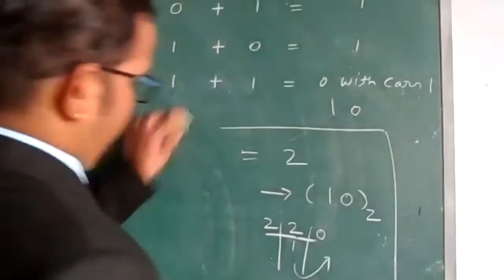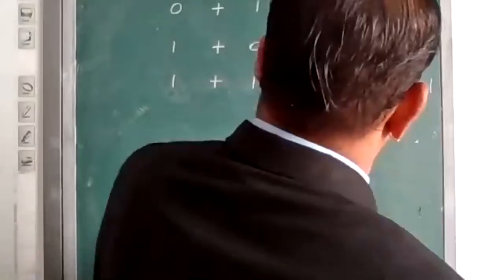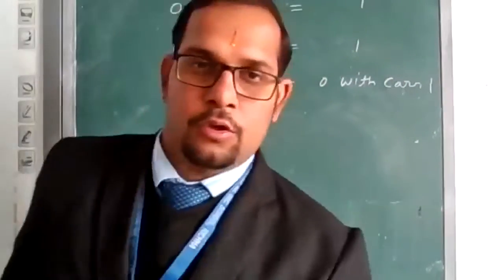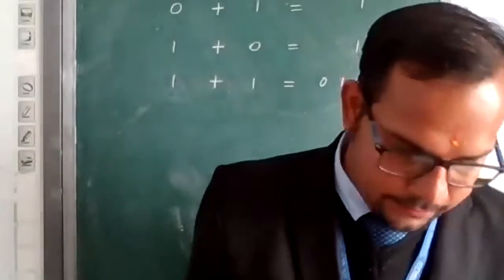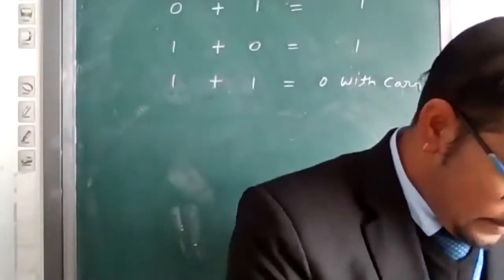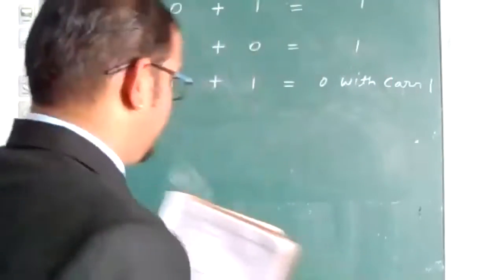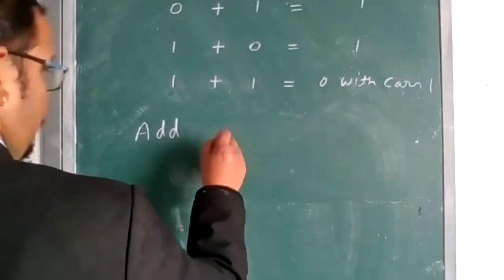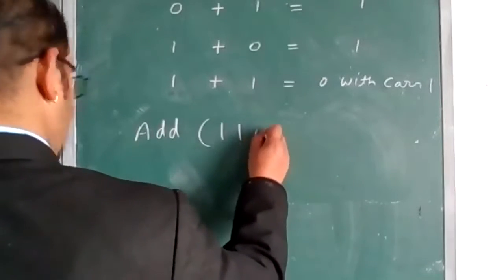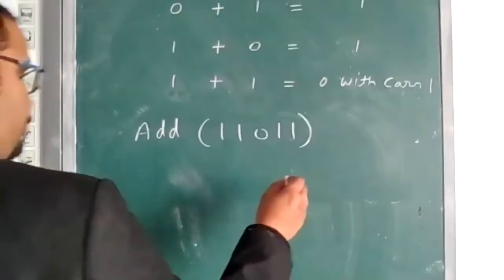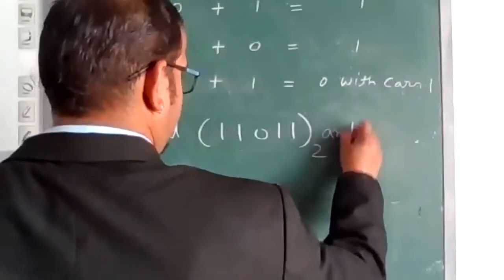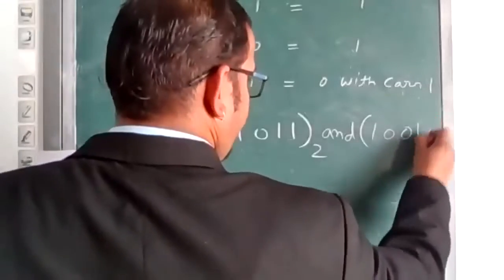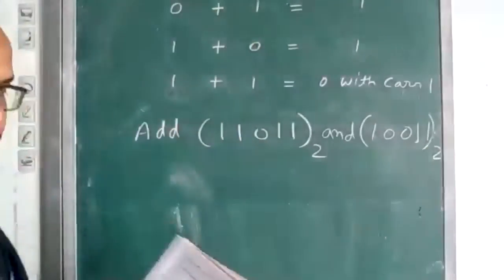Remove this, I am roughing this one. Now the final answer is 0 with carry 1. Look in your book, some examples are given. The question is: add 11011 base 2 and 10011. Add these two numbers.